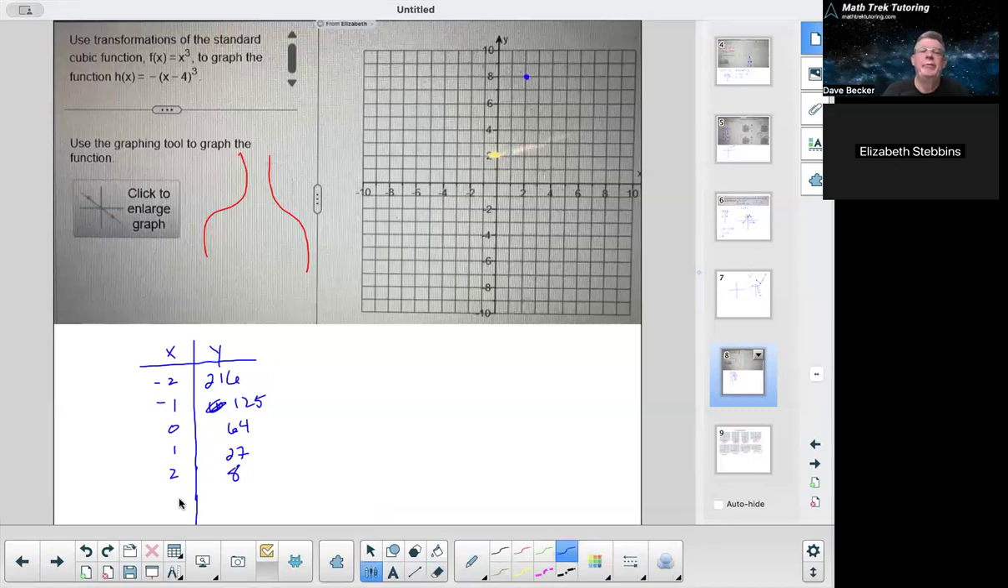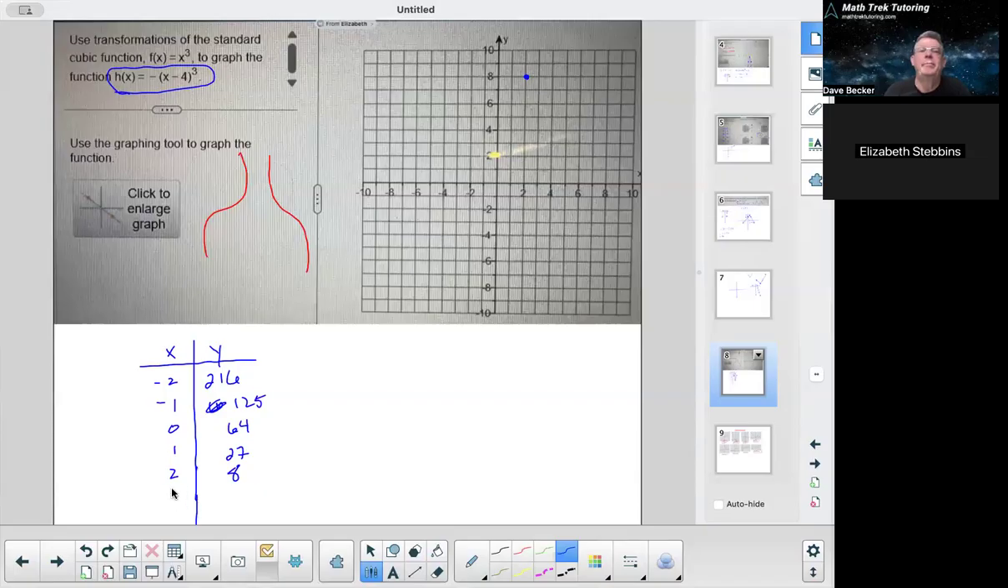And do you plug these numbers into both equations or just one? Oh no, just this one because they're asking you to graph this one. What they're trying to get you to do is to take the parent function, flip it around, and move it. But I'm not sure if you don't remember it, it's a lot to remember. So that's why I'm suggesting just plotting points.